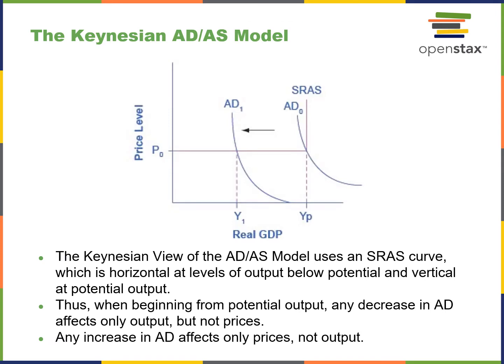The Keynesian view of the aggregate demand, aggregate supply model uses a short-run aggregate supply curve, which is horizontal at levels of output below potential, and vertical at potential output. So you have this line here, and this line here. Thus, below potential output, any decrease in aggregate demand affects only output but not necessarily prices. Any increase in aggregate demand at potential output affects only prices but not output.